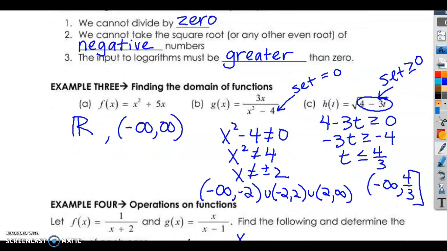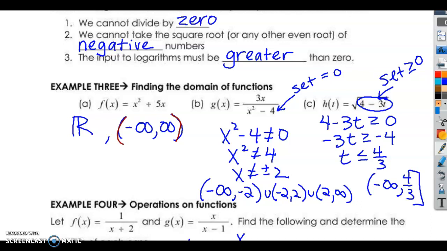In the first one, A, there are no problems, okay? So I can put any value I want in for x, whether it's negative or positive or 0, and I'm going to come out with a value. So my domain is all real numbers. If I write it in set notation, which is not really complete set notation, but that's fine. Or if I write it as interval notation, it's negative infinity to positive infinity.